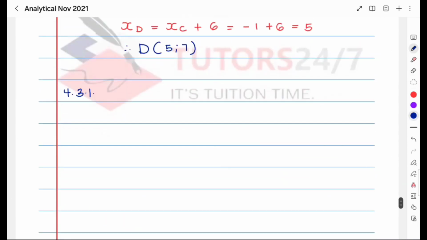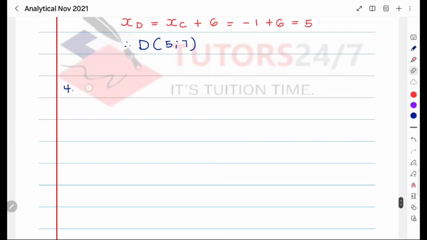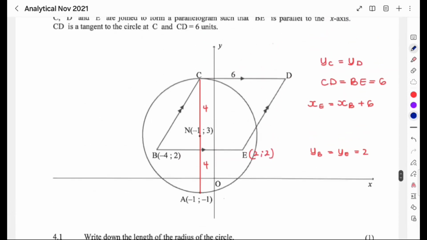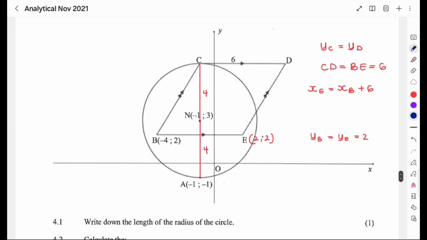Actually, we jumped one. We have 4.2.3 first. Question 4.2.3: calculate the area of triangle BCD. This is the triangle BCD.